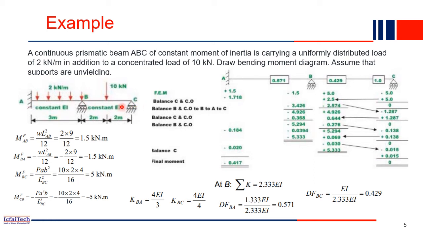Total 5 unknown reactions are there in this beam, and we have three equilibrium equations. Using only equilibrium equations, we cannot solve this beam because we have more unknowns and fewer equations. So this is an indeterminate beam with degree of indeterminacy 2, since 5 minus 3 is 2. Now we confirm this is an indeterminate beam, so we have to use either the three moment equation or the moment distribution method to draw the bending moment diagram.